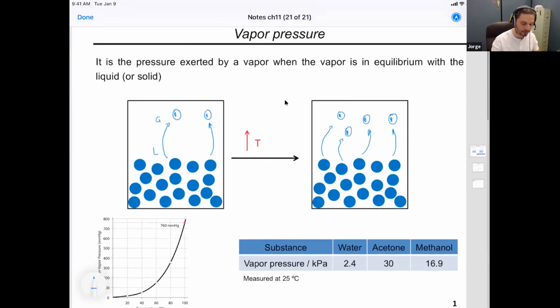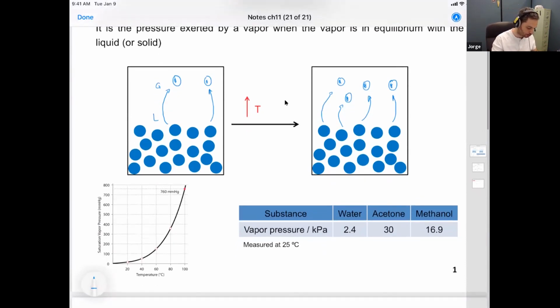Okay, so therefore vapor pressure tells us how easily molecules pass from the liquid to the gas state in a given compound. So that depends, of course, on the temperature. So we can build graphs for vapor pressure as a function of the temperature in a given condition. And we can go to the tables and look up what's the vapor pressure for any kind of solvent.